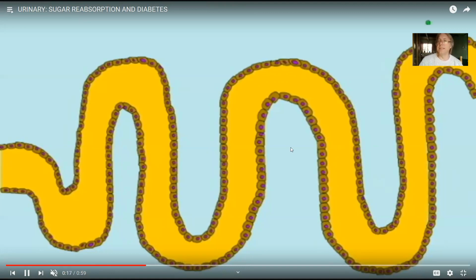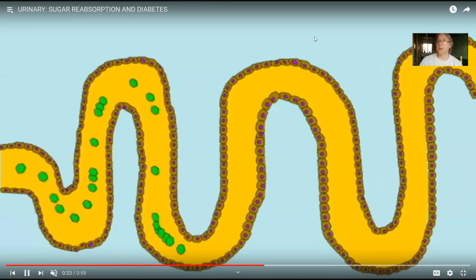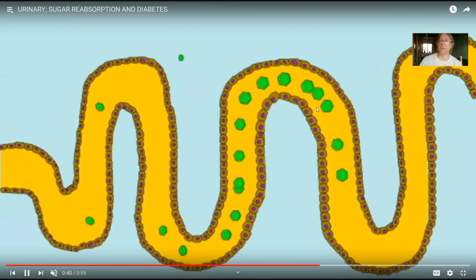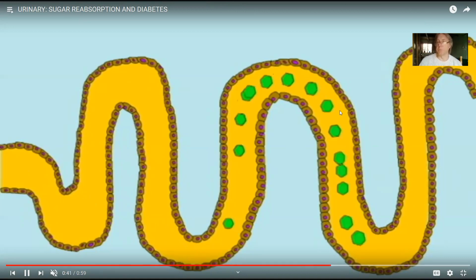However, if one is diabetic, one's blood sugar can be elevated. And so now that means that there's an excess of glucose in the blood. That means there's an excess of glucose in the filtrate. While the pumps do reabsorb glucose, there is a limit to how fast they can work. There is a maximal amount of glucose which can be reabsorbed per hour.